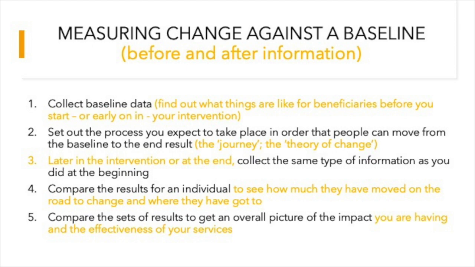Naturally, it's harder using voluntary sector outcomes, such as confidence or inclusion, which is why indicators are so useful. For example, if your aim is to decrease loneliness, you could measure how often a person has company in a week, before and after.